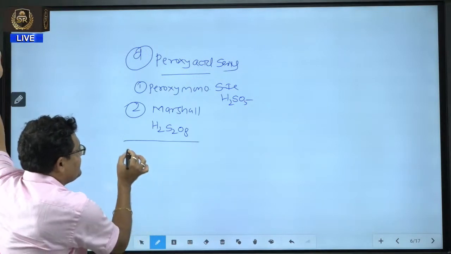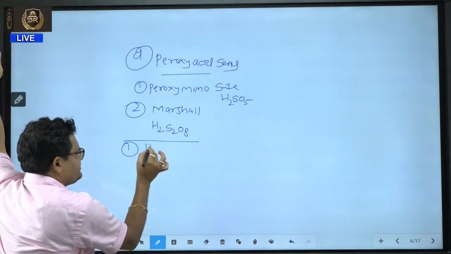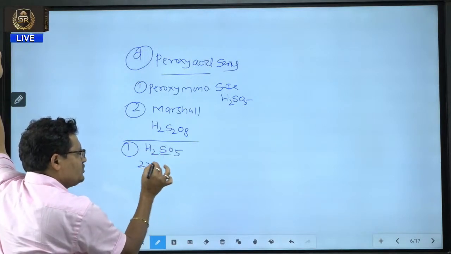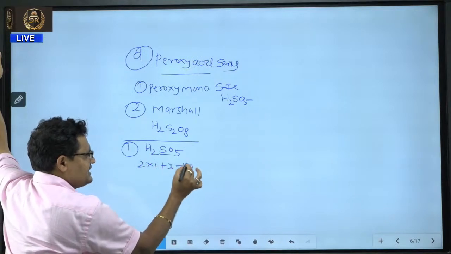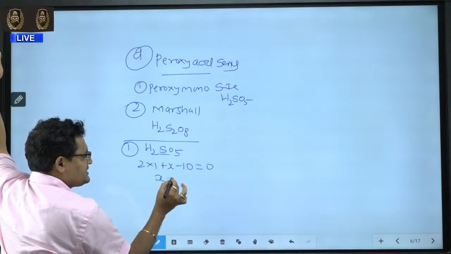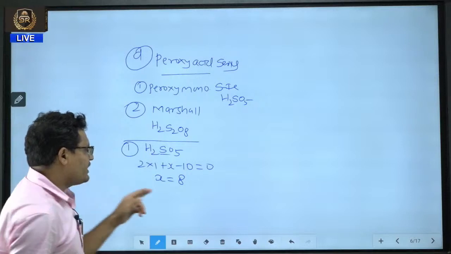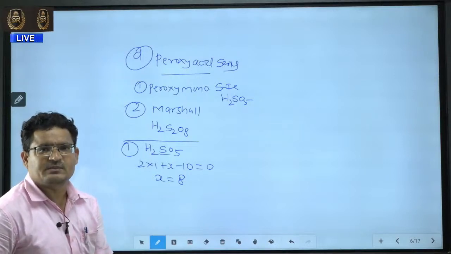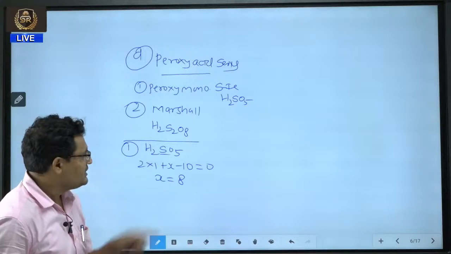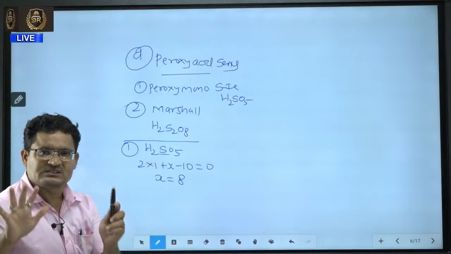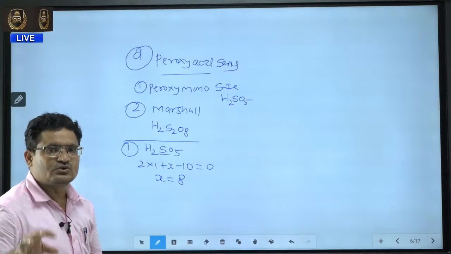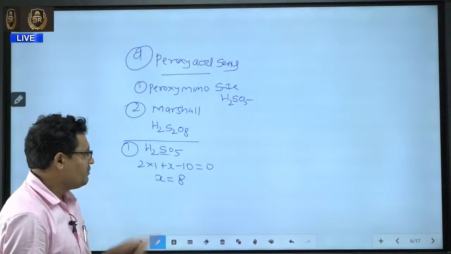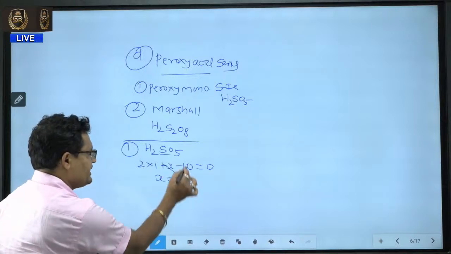What happened? H2SO5. This is 2 into 1 plus x minus 10 equal to 0. x equal to 8. So an oxidation state of 8 is there, which is wrong. Why? Sixth group element oxidation states are from 6 or less than 6, but not more than 6. That's why it is wrong.